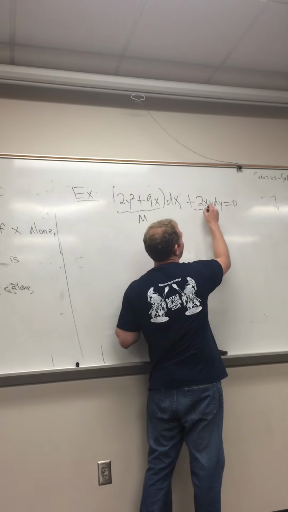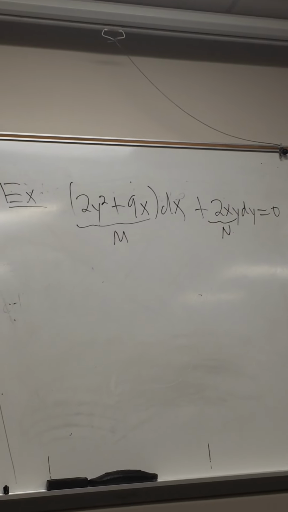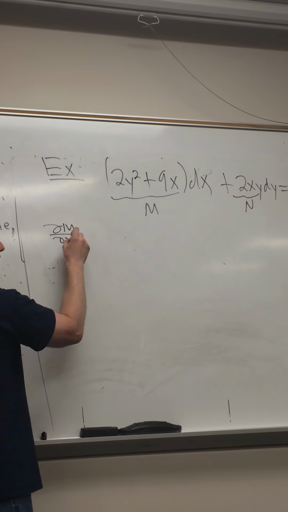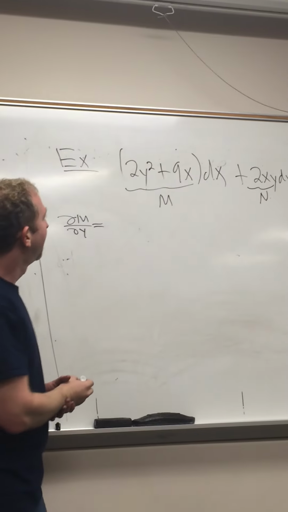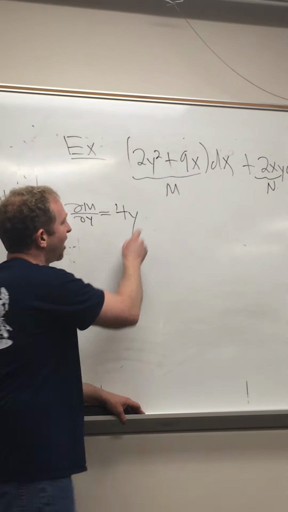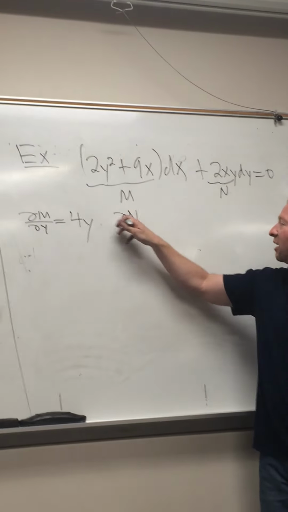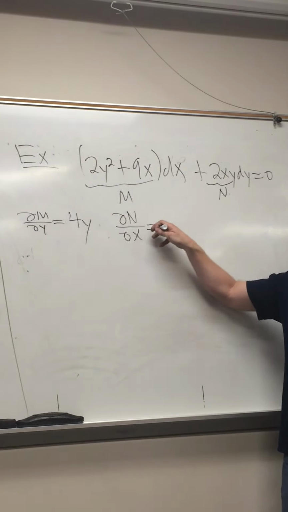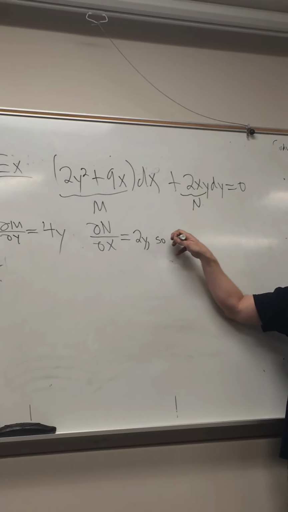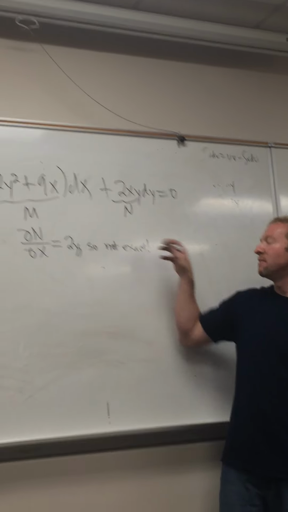But it's not. It's deceptive. It's an innocent-looking problem. All right, now we have to compute. Let's see. So it would be del m del y. That's going to be, what's that going to be? 4y? 4y, so 4y, okay. And then we have to compute del n del x. Is that 2y? No. So this is what? So it's not exact.